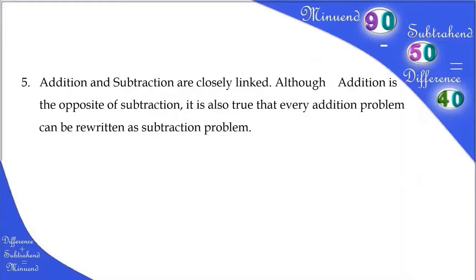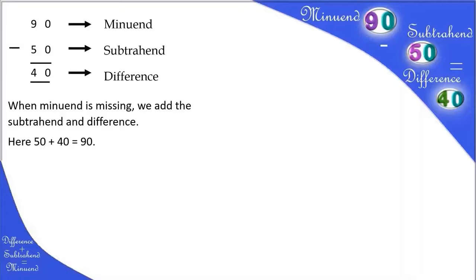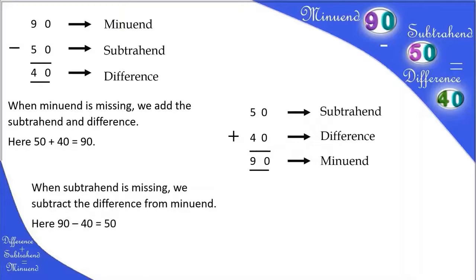Addition and subtraction are closely linked. Although addition is the opposite of subtraction, it is also true that every addition problem can be rewritten as a subtraction problem. For example, 50 plus 40 is equal to 90 can be rewritten as 90 minus 50 is equal to 40. When minuend is missing, we add the subtrahend and difference. Here, 50 plus 40 is equal to 90. 50 is subtrahend, 40 is difference, 90 is minuend.